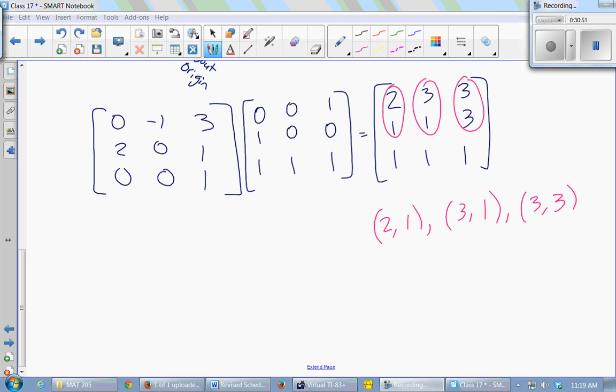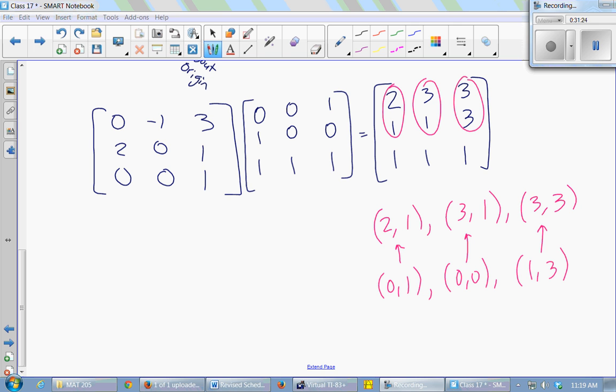The matrix of the transformed data. This says that the three points in the data matrix, which were (0, 1), (0, 0), and (1, 0), those were the three points I started with, get transformed to (2, 1), (3, 1), and (3, 3).